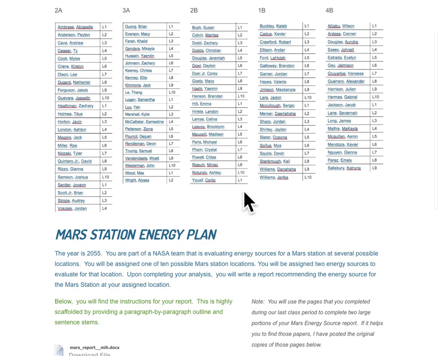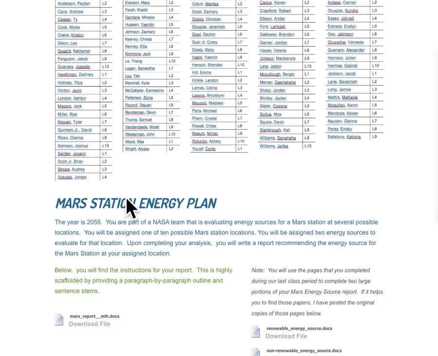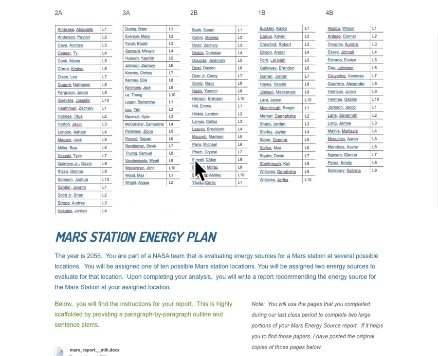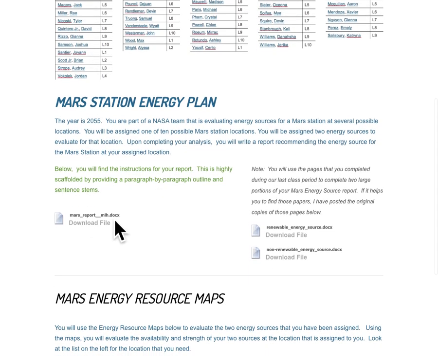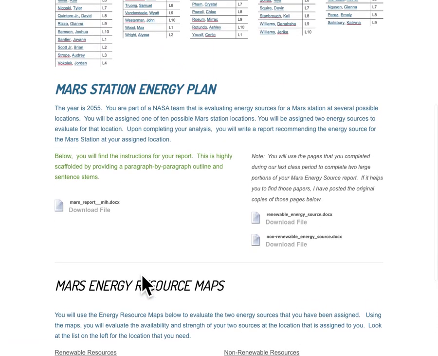So for example, if you are Callie, then Callie will be evaluating location 8, L8. If you are Ray, Ray will be evaluating location L6. So that's how you find your location off of this list. Let's go ahead and talk about how to use the rubric next, and then we'll look at the energy resource maps.